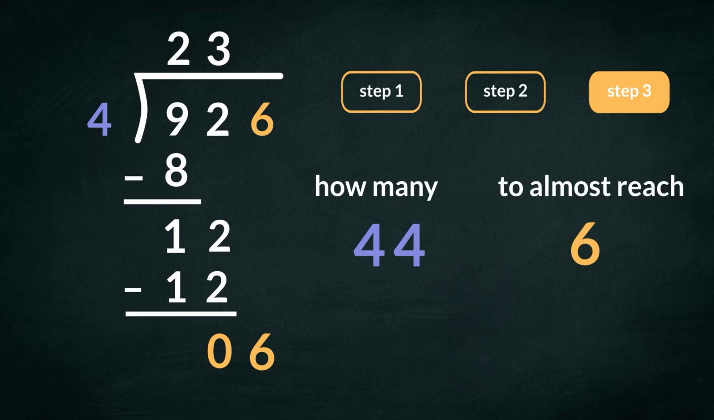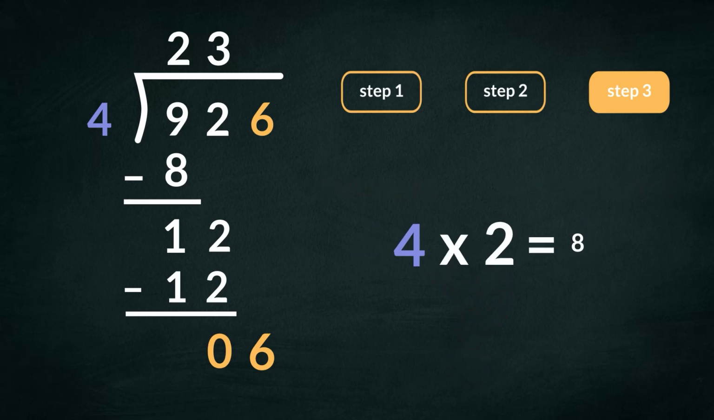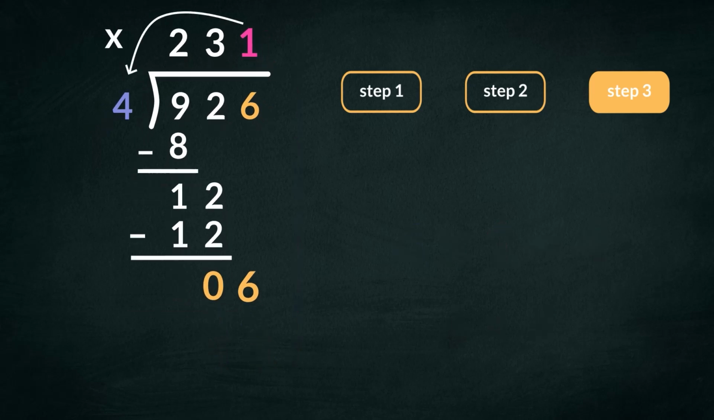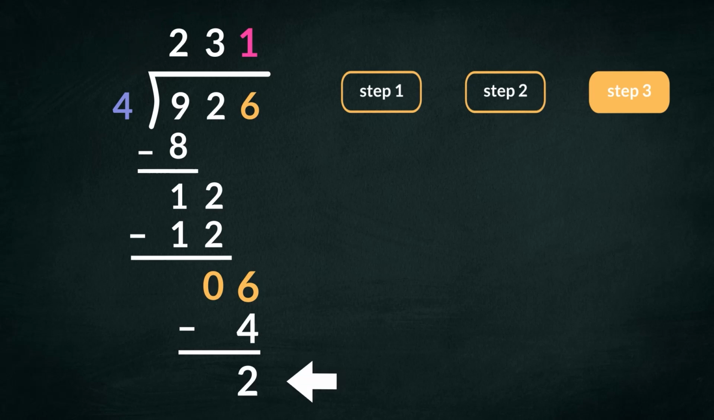Is it 2 4s? Nope. 4 times 2 equals 8, and 8 is bigger than 6, which means 4 times any number bigger than 2 is not our answer either. We're left with 4 times 1 equals 4. 4 is smaller than 6, and it's quite close, so this will be our final choice. We need to put 1 on top and align it with 6. Then multiply it back by 4 to get 4, and subtract 4 from 6 to get 2. At the end of this step, we're left with a remainder of 2.